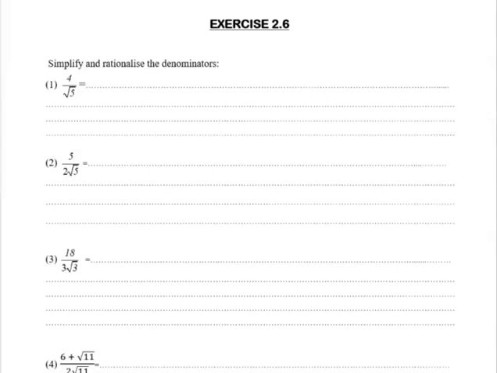This is exercise 2.6. Here we are going to be rationalizing the denominators. Now, to rationalize the denominator, it means to get rid of the root from the denominator. Now, we have 4 over root 5.